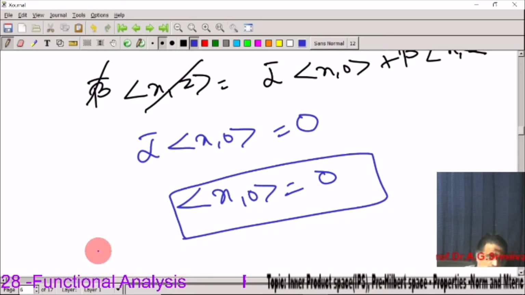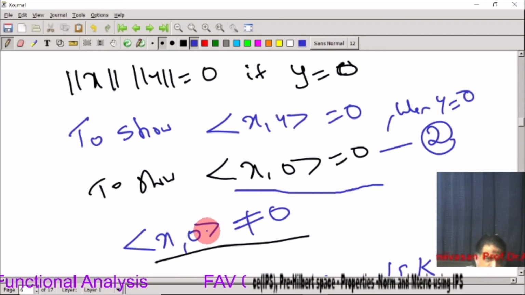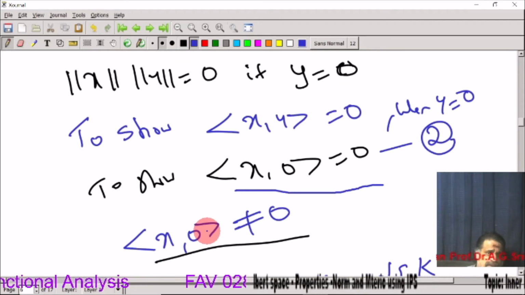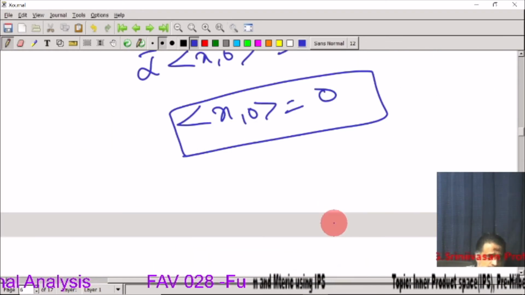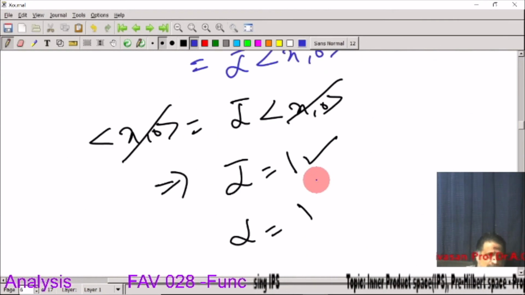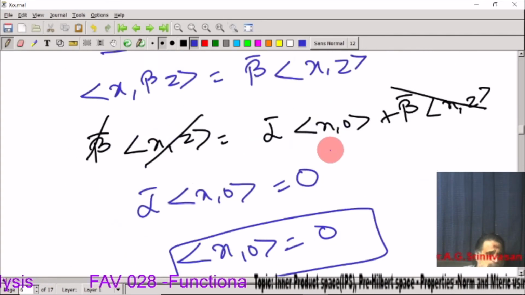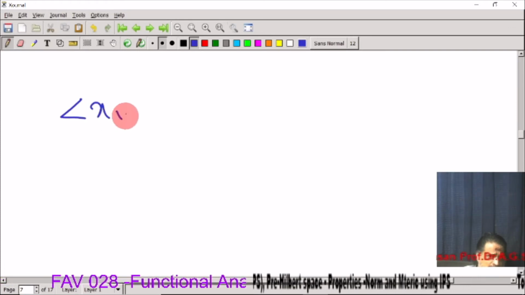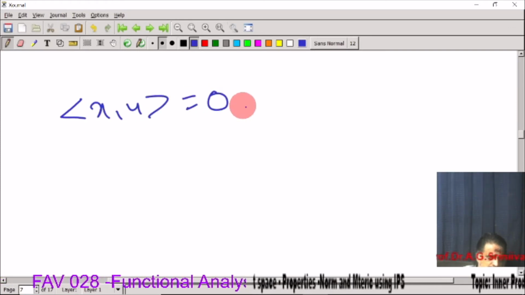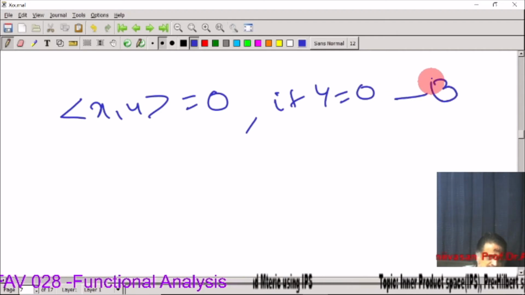But we assumed that x0 is not equal to 0. How is it possible? If x0 is not equal to 0, I get a contradiction, so x0 becomes 0. Therefore what we proved, as a matter of fact, is that the inner product of x and y is equal to 0 if y is equal to 0. I will call this equation number 3.